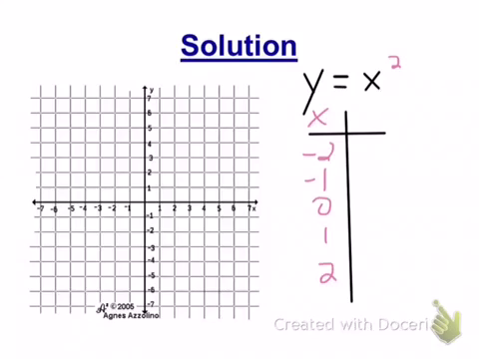All right, so if we square negative 2, what do we get? 4. If we square negative 1, we get positive 1. If we square 0, we get 0. If we square 1, we get 1. If we square 2, we get 4. So now I've got all these points that I can graph. Negative 2, 4. Negative 1, 1. 0, 0. 1, 1. Ooh. And 2, 4.